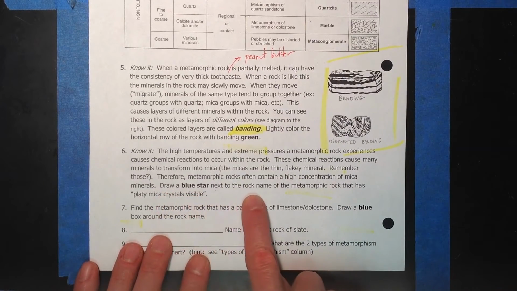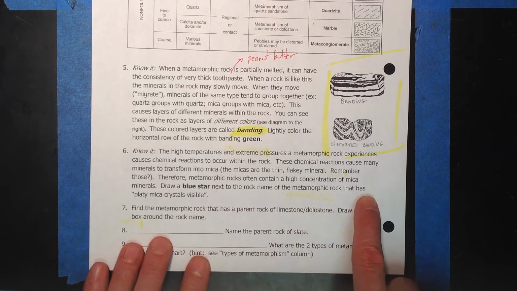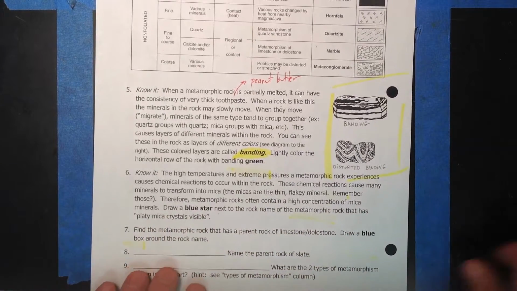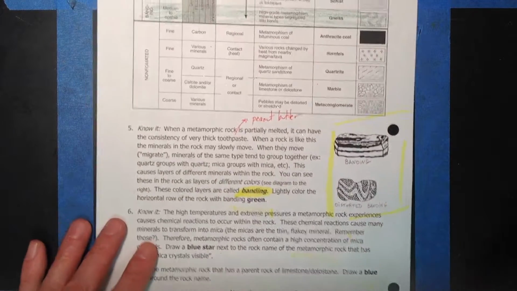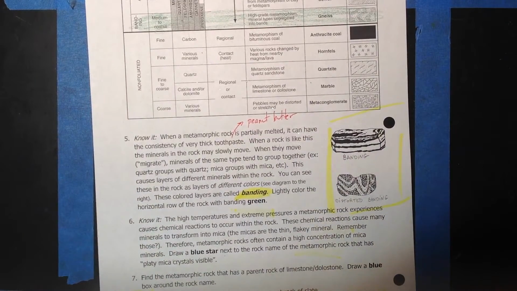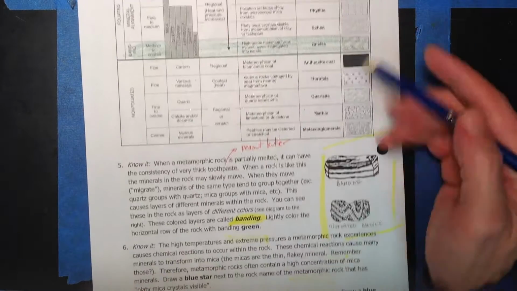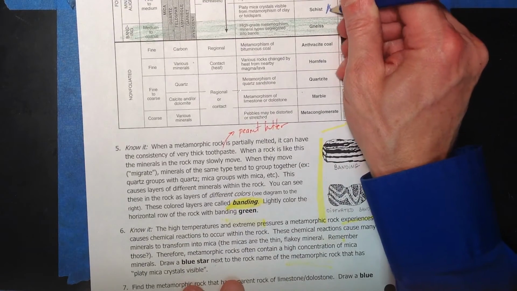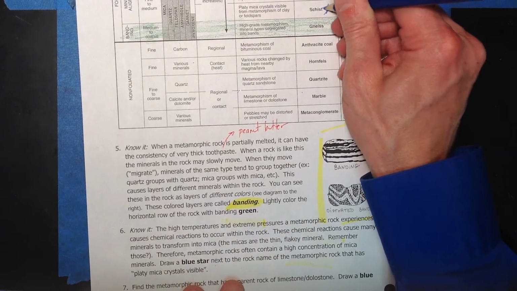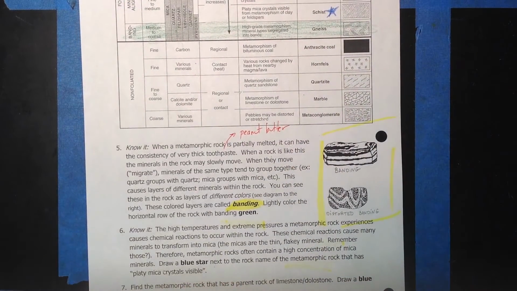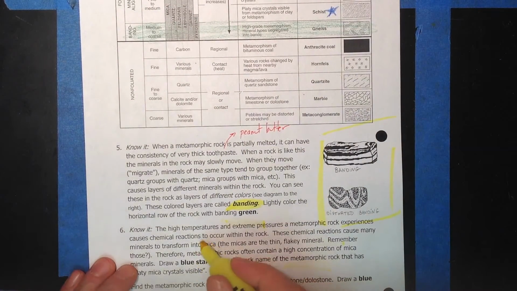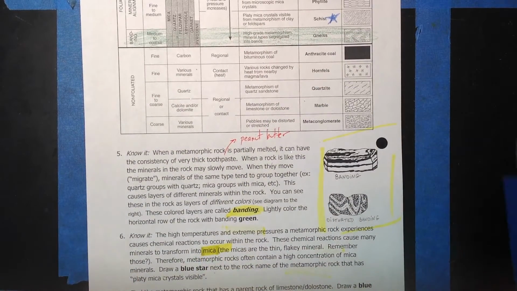Draw a blue star next to the rock name of the metamorphic rock that has platy mica crystals visible. And we're doing a blue star here. Platy mica crystals visible, right here. I'm drawing a blue star next to the name, and it is schist. The name of that rock is schist. And let me show you what I mean by platy mica crystals visible. But the key thing is it transforms into mica. That is a key metamorphic mineral.